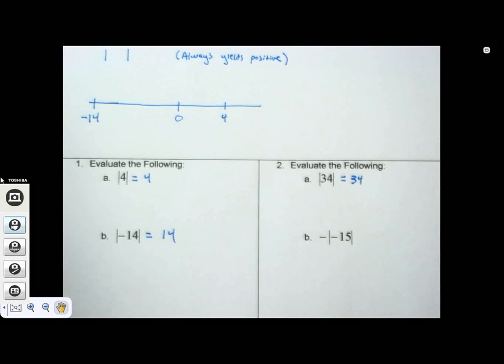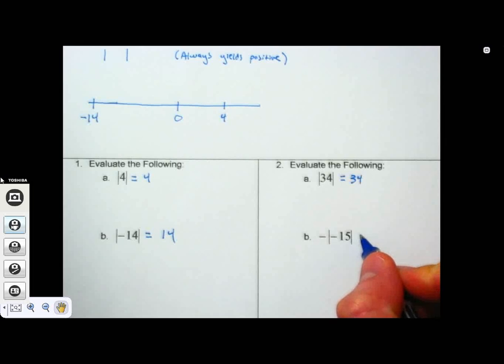Okay, I also want you to try part B. Be careful with this one. Pause the video and then restart it when you're ready. Okay, part B is a little tricky. You should have gotten an answer of negative 15, but let me show you how.